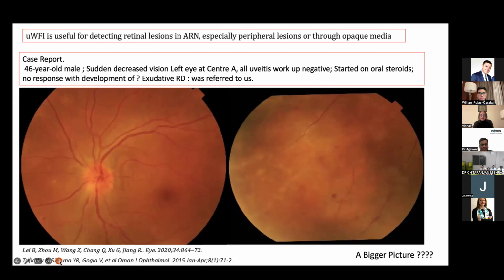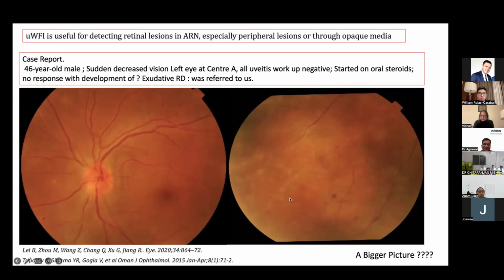It's a 46-year-old man with sudden decreased vision in the left eye. These pictures are not mine, they were taken elsewhere. So he comes to the doctor with left eye decreased vision, and this is what he looked like. All uveitis workup was negative. He was started on oral steroids. There was no response, and I was told that the patient has developed exudative detachment following treatment with steroids. So that is when I saw the patient.